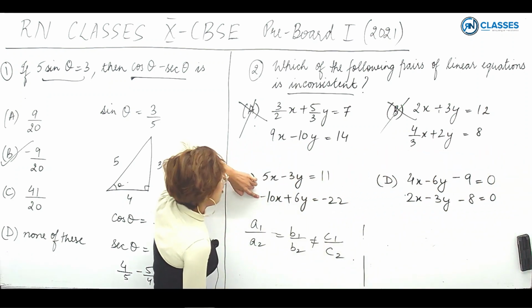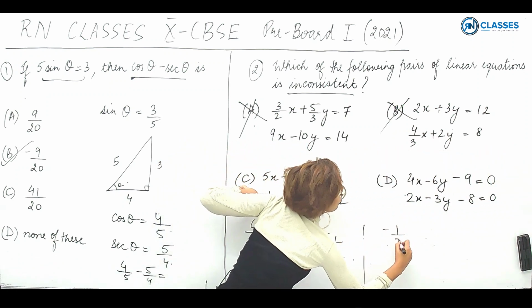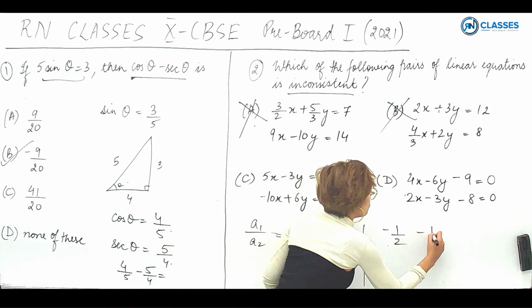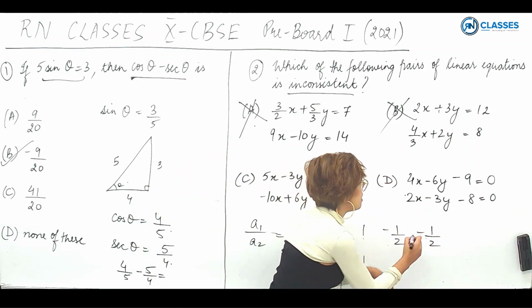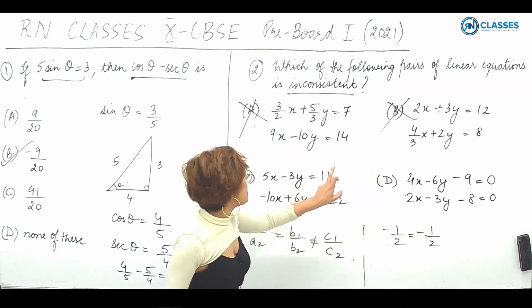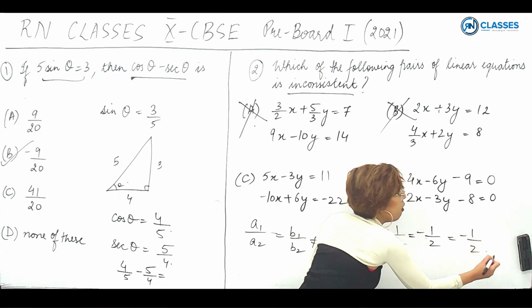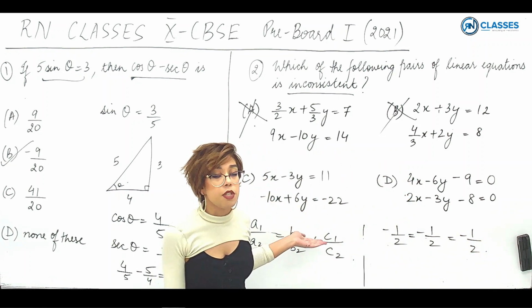So a1 by a2, 5 by -10, -1 by 2. I can write that directly. -3 by 6, minus 1 by 2. Okay, a1 by a2 is equal to b1 by b2, and this is 11 by -22, which is -1 by 2 again. So do you think this is the correct option?